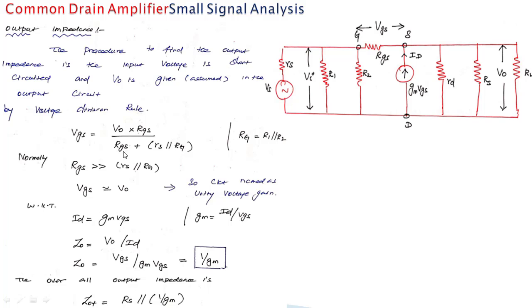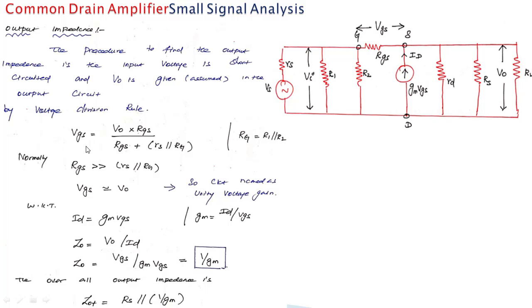the parallel combination of RGS and... VS is only short circuited, so the sum of the total resistance will be RGS plus, here VS is short circuited, so RS in parallel with RG. RG is the parallel combination of R1 and R2. So VA is not short circuited, only VS is short circuited, so the other branch resistance will be RS parallel RG. RG is the parallel combination of R1 and R2.